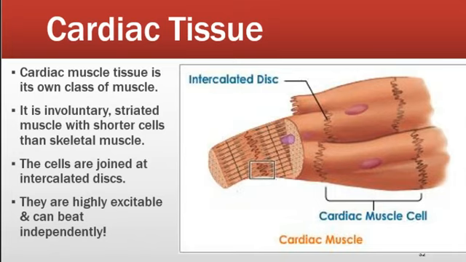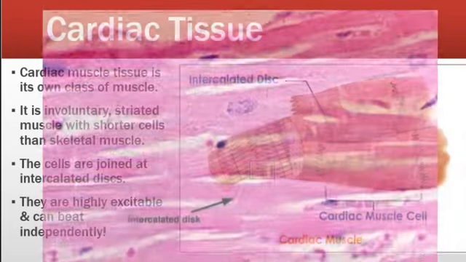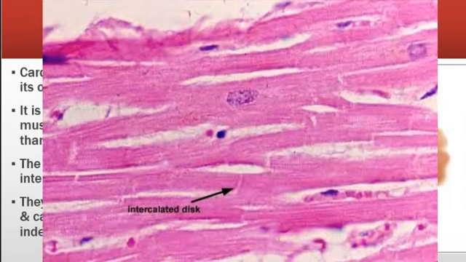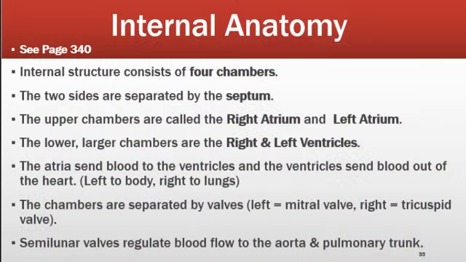So it's in its own class. It's involuntary, striated, with shorter cells than skeletal. They're joined together at these intercalated discs. They're highly excitable. They can beat independently. So excitable meaning nerves touch them and make them beat. Okay, we're going to see specialized nerves inside. So if we look at it, here's some of those little intercalated discs. You see them all along there. Okay, and then the stripes for sure.